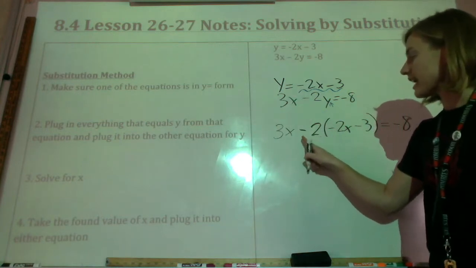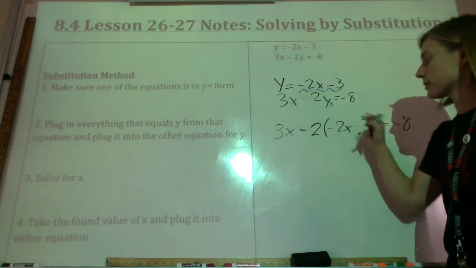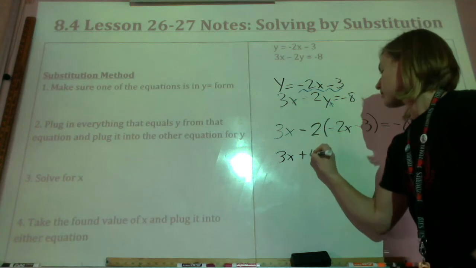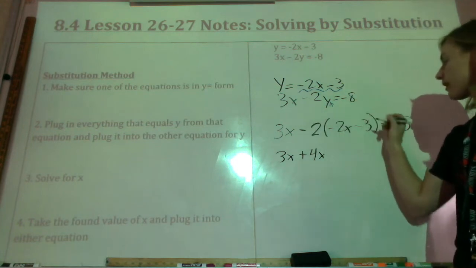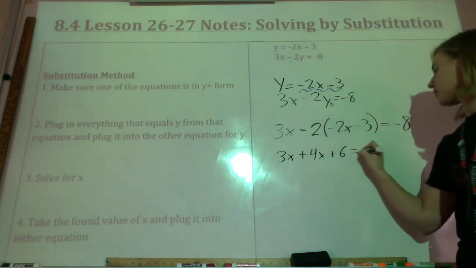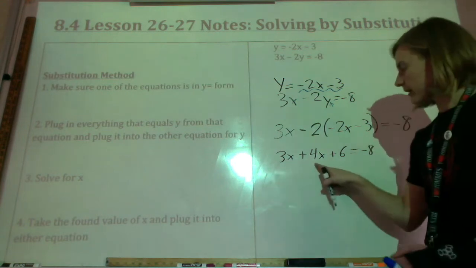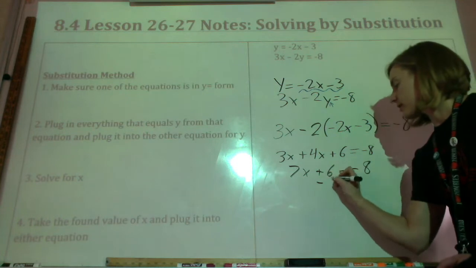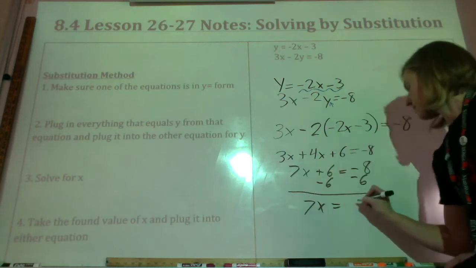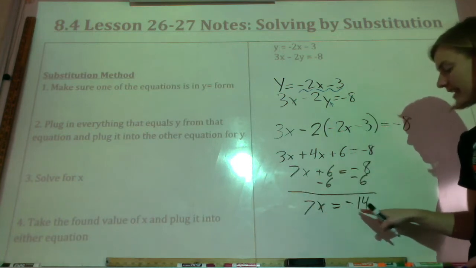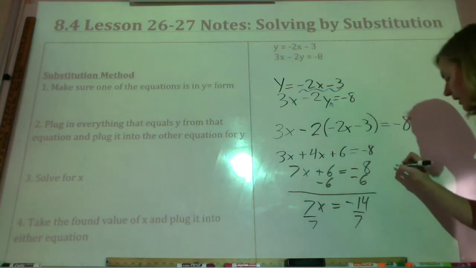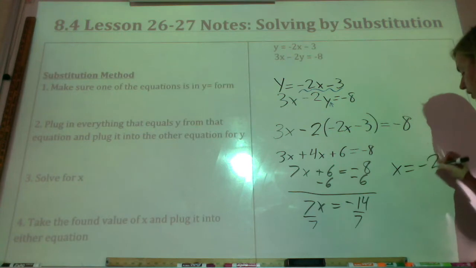If I'm going to solve for x, I need to get this negative 2 distributed. So I still have a 3x. It's going to be plus 4x. Distribute that over here. Plus 6 equals negative 8. Combine like terms. Get rid of adding 6 by subtracting 6. We get that 7x equals negative 14. So we're going to divide both sides by 7. And we get that x equals negative 2.